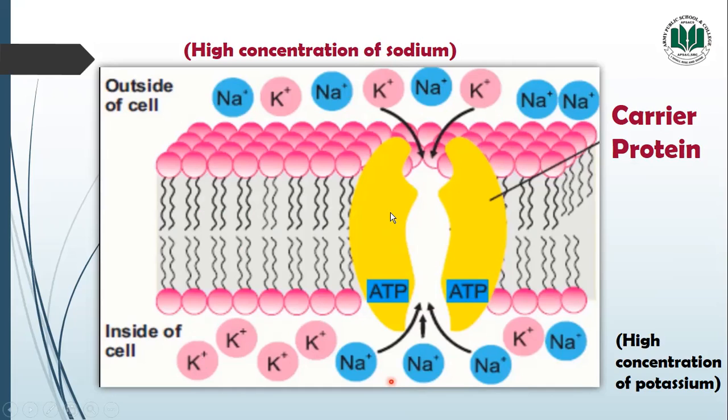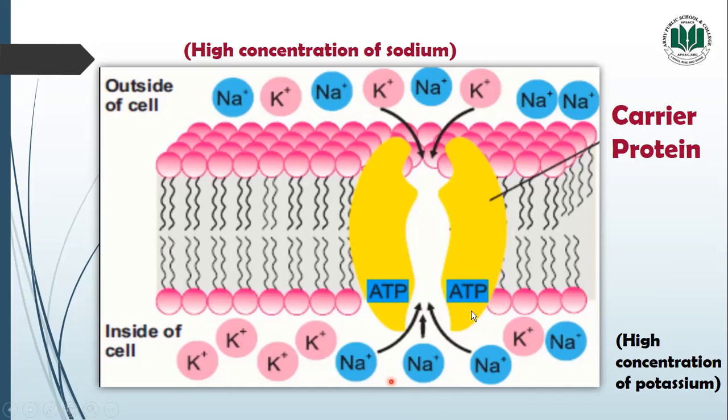This carrier protein will pick up sodiums from inside and push them to the outside, although we know that sodiums are in low concentration on the inside and in higher concentration on the outside. You saw, it is less inside and more outside. So sodiums will move from lower concentration to higher concentration, and potassium will move from its lower concentration to its higher concentration. By doing this, the neuron will maintain its resting state.